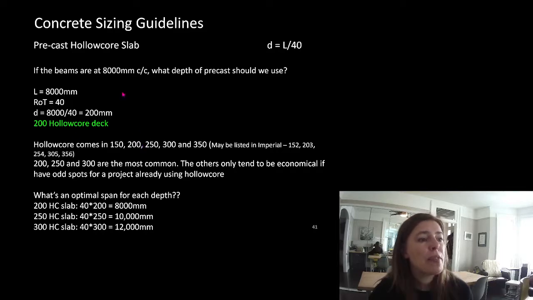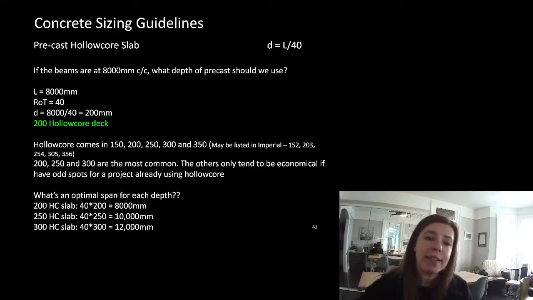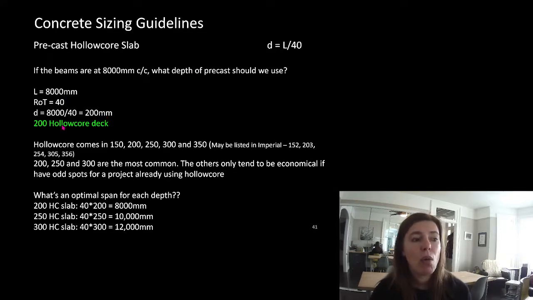Okay, so if the beams are at 8,000 millimeters or 8 meters on center. Remember, this replaces our metal deck and our joists. So we've just gotten rid of that. Usually we use hollow core in a steel building. So we've got major beams at 8 meters on center. What depth of precast should we use? Well, the sizing guidelines tell us that 200 millimeter hollow core deck would be a great thing to use.